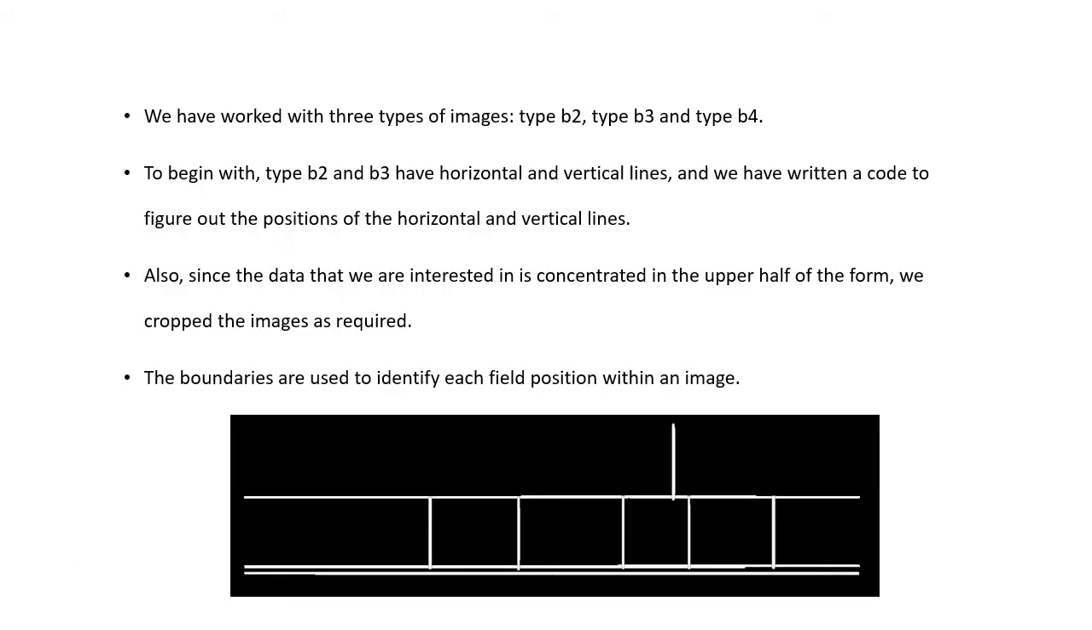Let us now look into the workflow. We have worked with 3 types of images: type B2, type B3 and type B4. To begin with, type B2 has horizontal as well as vertical lines, and type B3 has horizontal lines only. We have written code to identify the positions of the lines. Also, since the data we require is concentrated in the upper half, we have cropped the image as required.